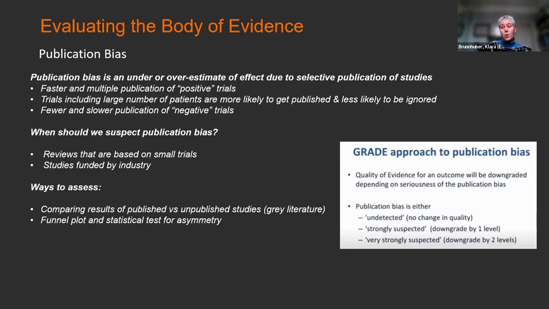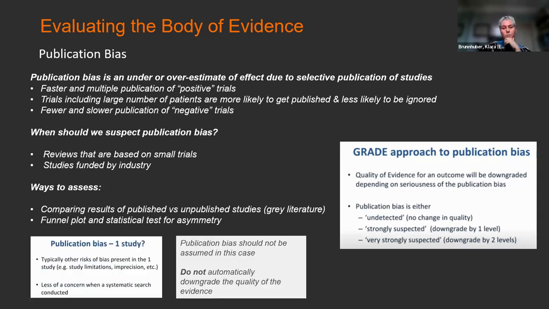So you can also downgrade if it's very obvious that there is publication bias. You can downgrade by 1 if you strongly suspect it, or indeed downgrade by 2 if it's very strongly suspected because it's clearly obvious, because of the funding of certain trials, or that only positive trials have ever been published. There are indications that would make it really, really probable.